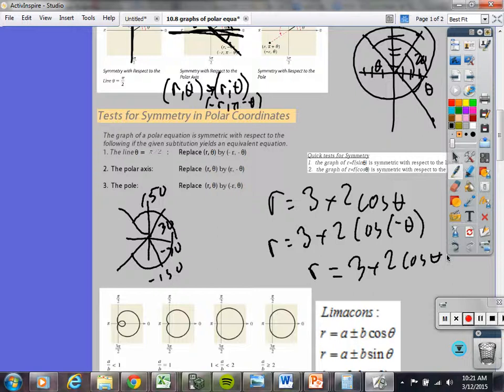Yes, sir? Which one did you replace? I replaced r, originally r with r, and theta with negative theta. Is that a little bit more distinct? Okay.